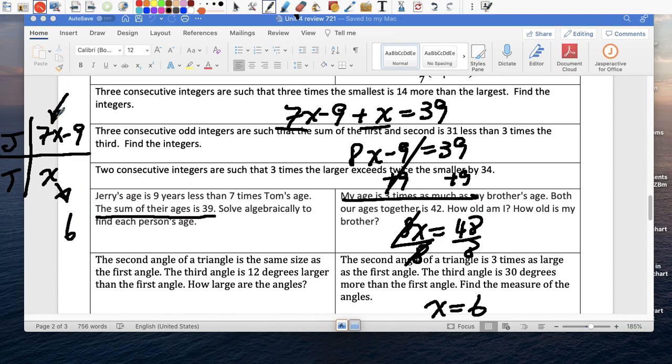Jerry, well, we're going to multiply 7 times 6, which is 42, minus 9, makes Jerry 33. All right, so that's that.